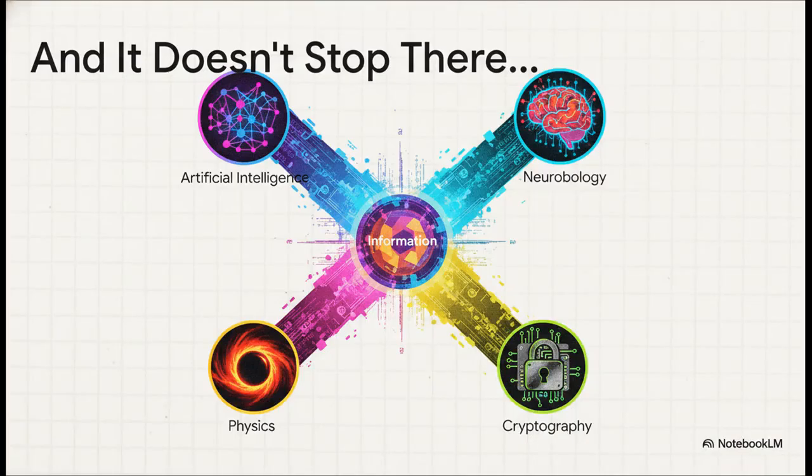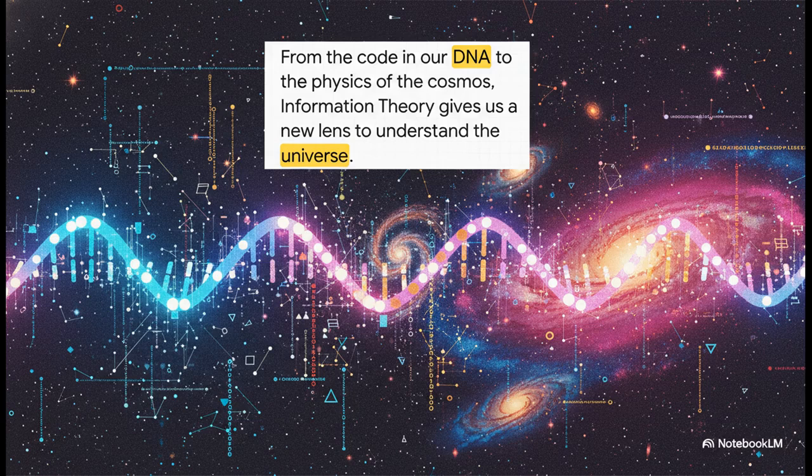But here's where it gets really wild. The theory was so fundamental that it just escaped the engineering labs and started showing up everywhere. I mean, artificial intelligence is all about reducing uncertainty. Cryptography is a constant war over information. But then scientists started using it to understand the firing of neurons in our brains and the physics of black holes, even our own DNA. So what Shannon gave us wasn't just a way to build better phones. He gave us a completely new language to describe reality itself.